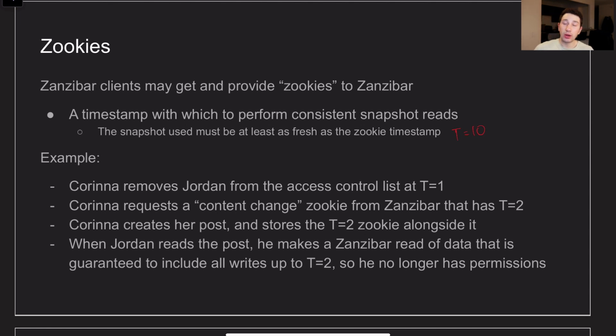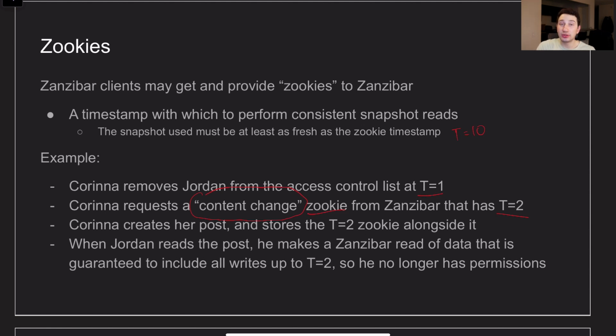So as a quick example, here's how we're going to enforce ACL checks in Zanzibar. If I'm Corinna Kopf and I want to remove me from her Snap story before making a new post, at t equals 1 she's going to remove me from the access control list, right? Then the next thing she's going to do is go to Zanzibar and say, all right, I just made a change to the ACL list, and now I'm going to make a content change. So I'm going to do this content change operation, and Zanzibar is going to return a Zookie. Since we know it's after t equals 1, because that was before this, let's say this is at t equals 2, the Zookie has t equals 2.